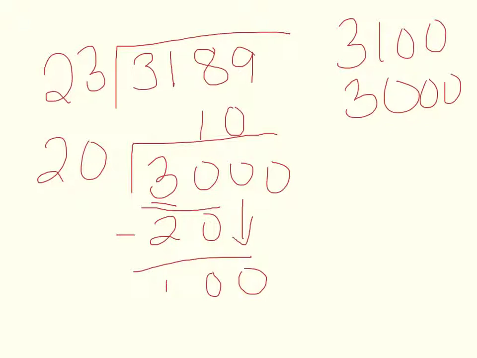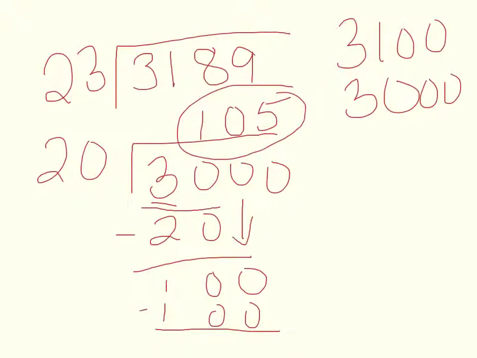Yes, that is correct. There are 5 20s in 100. 5 times 20 is 100. Subtract, and our answer is 105.